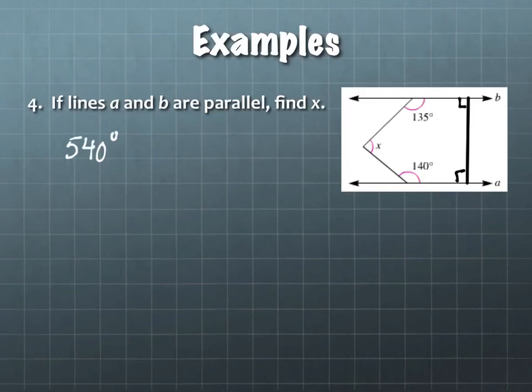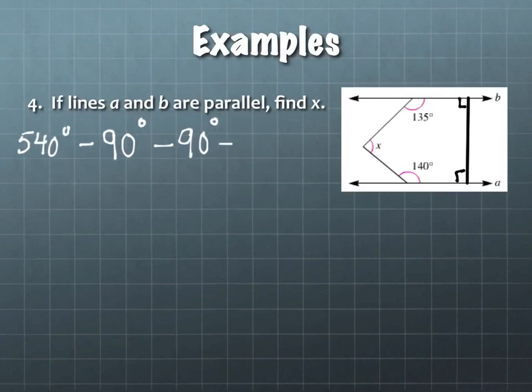So what can I do with the 540 then to find that angle X? Yeah, there's 4 angles and I know all of them. The only angle that I don't know is the one I'm looking for. So I can take off the 90-degree angle that I just added in. There's 2 of those, the top and bottom. And I can take off the 135 that's in the diagram and the 140 that's in the diagram. So if you take a calculator, do the subtraction real quick.